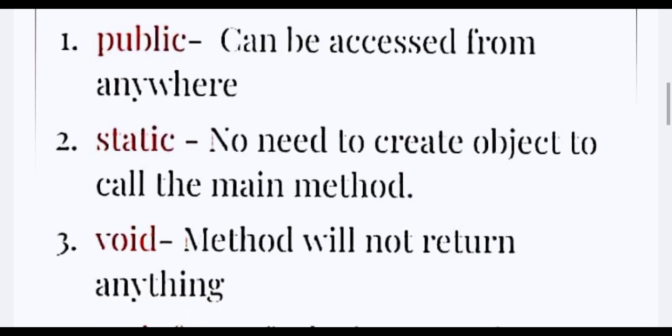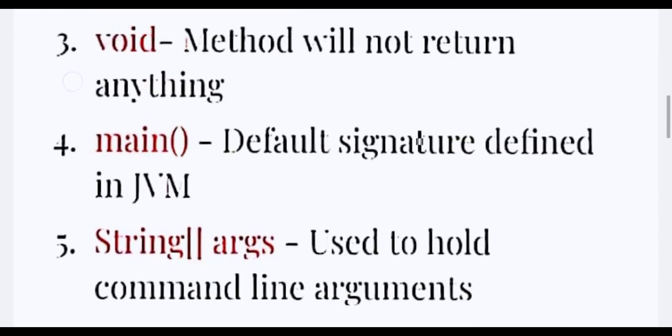Third is void. As I have said, void is something related to action. The method will not return anything in void, okay? Then what is main? The main method is the default signature defined in the JVM, that is the Java Virtual Machine. I have created a video on JVM and JDK as well, so you can refer to that video later. So the default signature defined in the JVM is the main method, and String args is used to hold command line arguments.